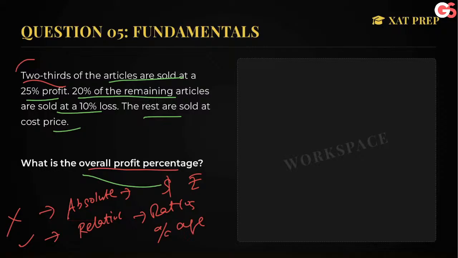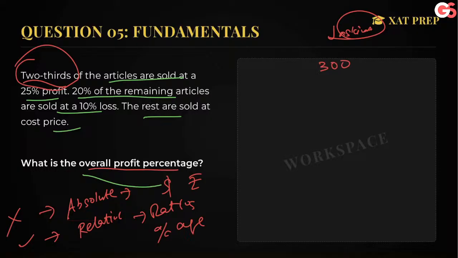2/3 अगर बोल रहा है तो मुझे 3 का एक मल्टीपल चाहिए. So let me assume that overall articles cost rupees 300. Is that clear? I'll just repeat. Whenever you have a relative value given and you need to find the relative value, everything is relative, so you can assume anything to be absolute.